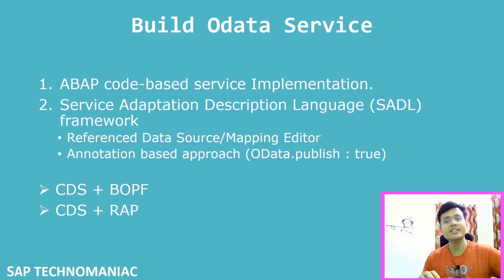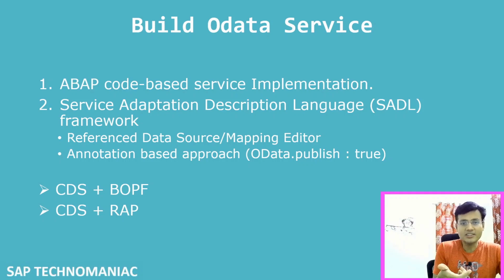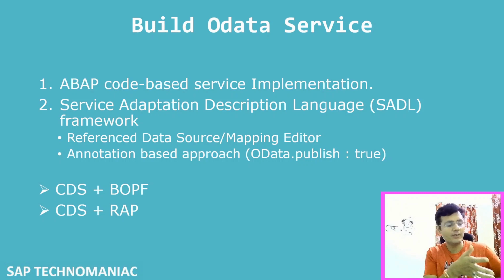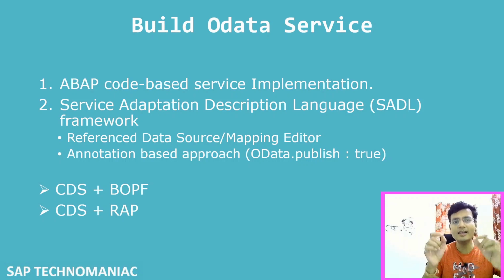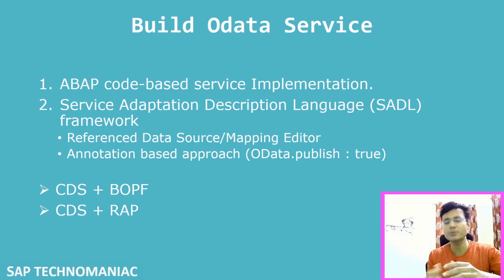Again, when we use the SADL framework, we can create the OData service in two ways. First is the reference data source or mapping editor. We have one CDS. We can go to the SEGW transaction code, and with reference to that CDS, we can create the OData service. Or we can create an OData service standalone without going to the SEGW project. Inside the CDS, we can use one annotation, OData.publish. It will create one OData service for us without doing anything in the SEGW project. That also we will see.